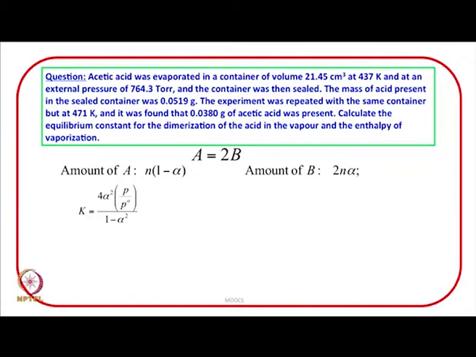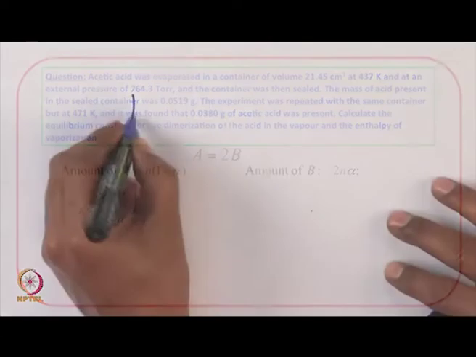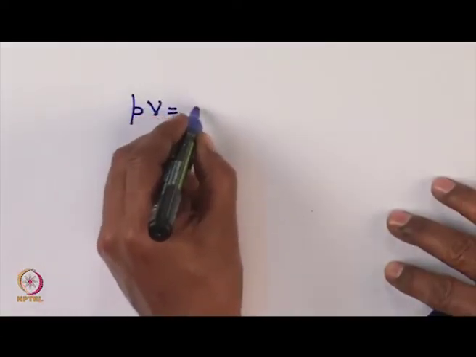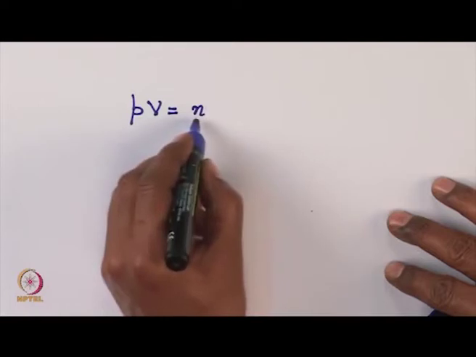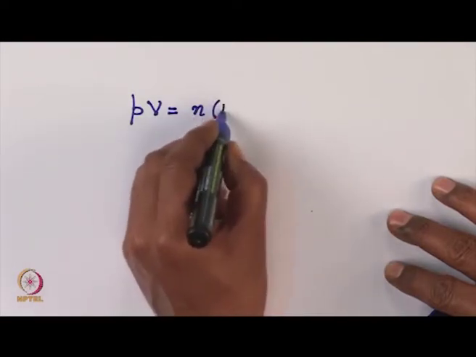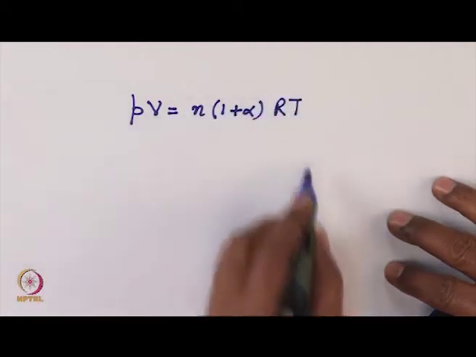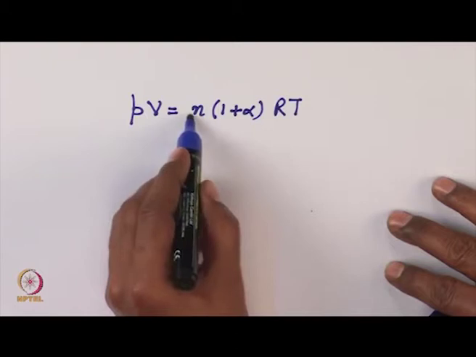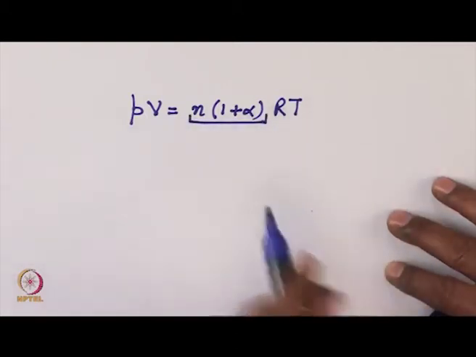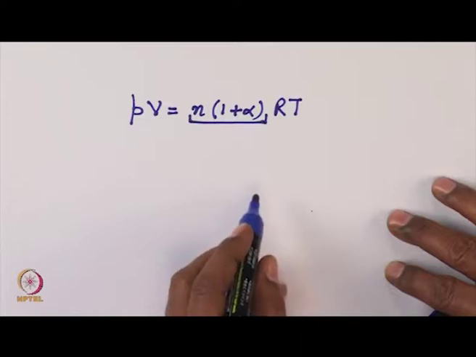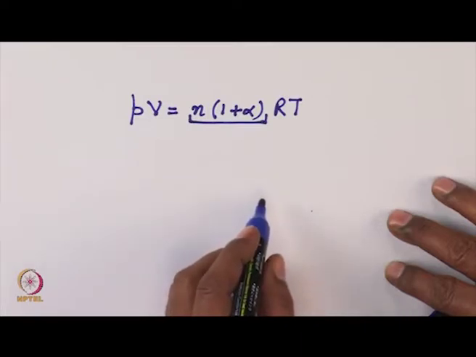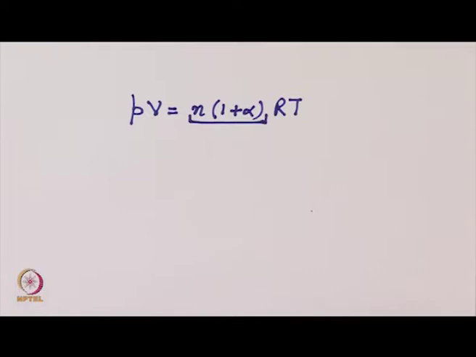If I treat the gases to be ideal, then I can use this equation: PV is equal to nRT. N is the total number of moles, and the total number of moles we have found to be n into 1 plus alpha. This point is to be noted. PV is equal to nRT, but the total number of moles is n into 1 plus alpha. So therefore, one can get alpha from here.